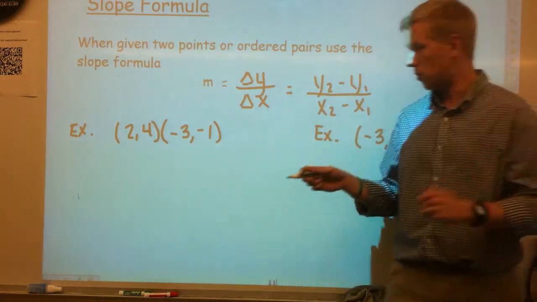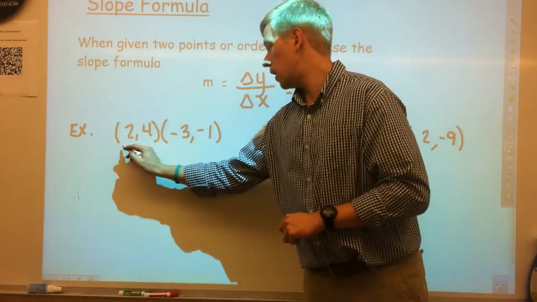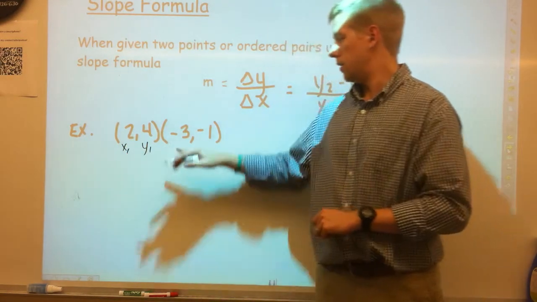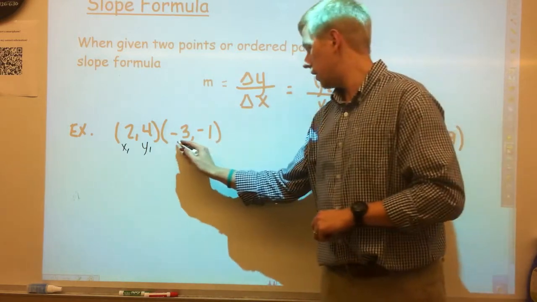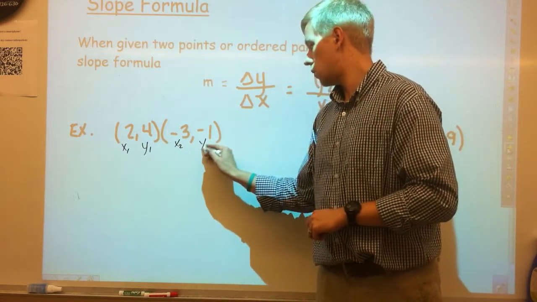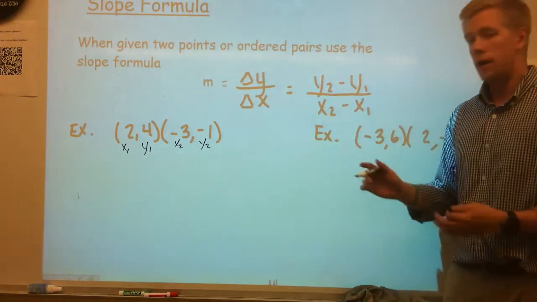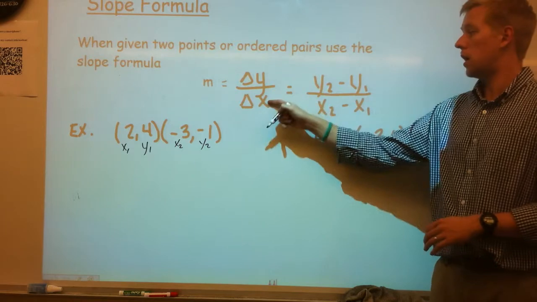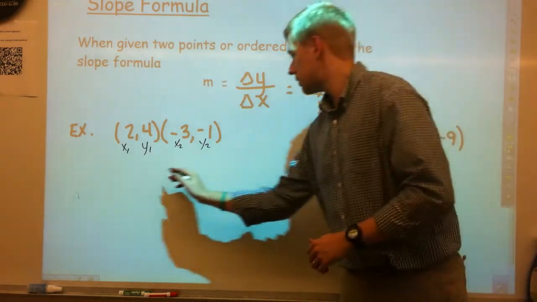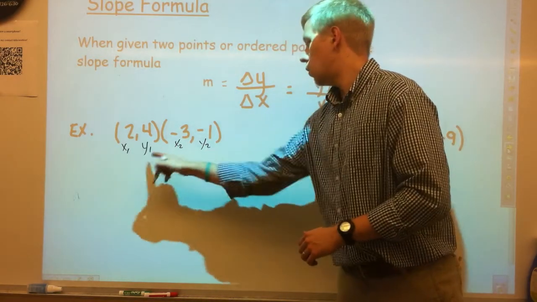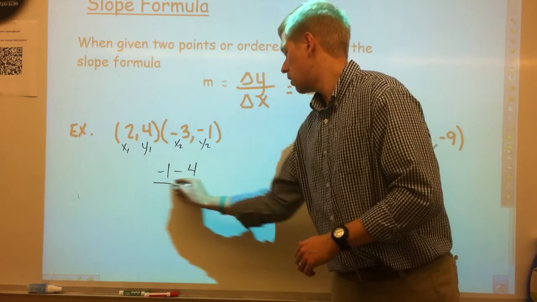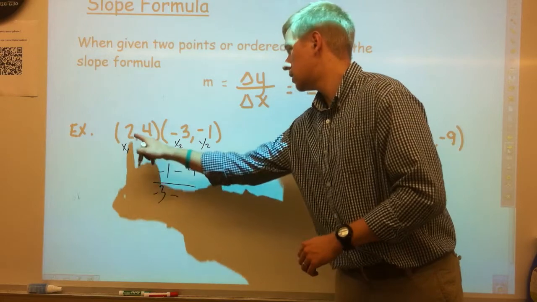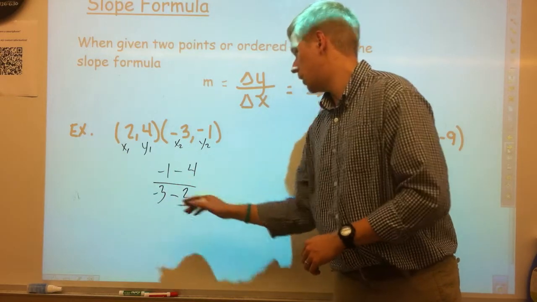I want you to label those points. This is always x, y. So this is my first point, it's going to get x sub 1, y sub 1. This was my second point, or second ordered pair. It gets an x sub 2, y sub 2. All I do is plug these numbers after I've labeled them into this formula, the change in y over the change in x. y2 is -1 minus y1, which is 4, over x2, which is -3, minus 2, which was x1.